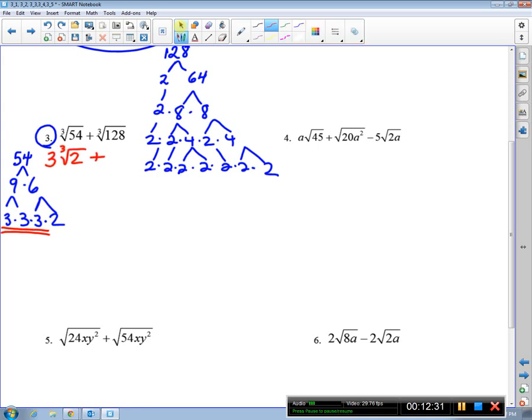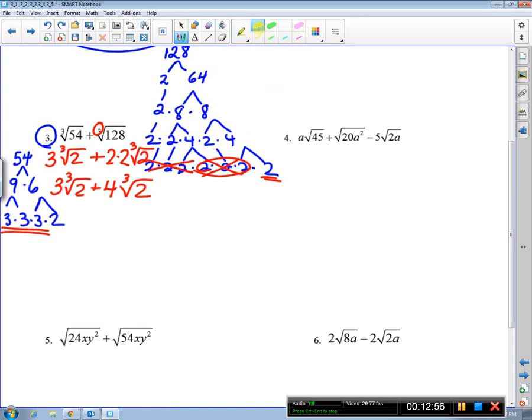128. I need triples to come out. There's a triple, so 2 comes out. Here's a triple, so another 2 comes out. And this 2 is left inside. So we have 3 cubed root of 2 plus 4 cubed root of 2. We have like terms. Cubed root of 2, cubed root of 2. So altogether we have 7 cubed root of 2.